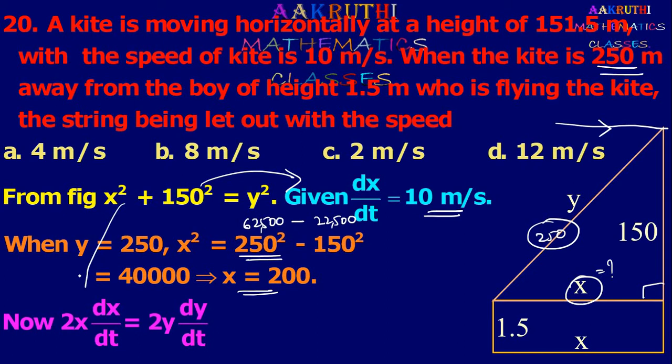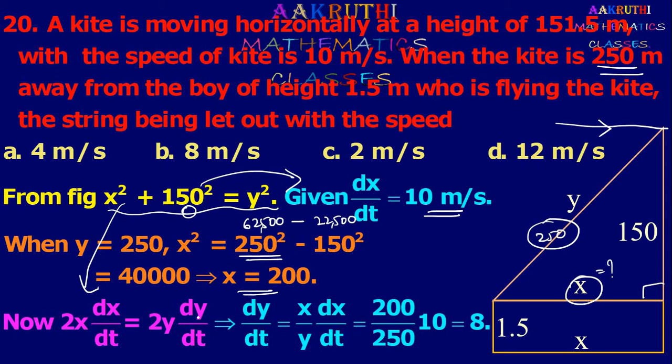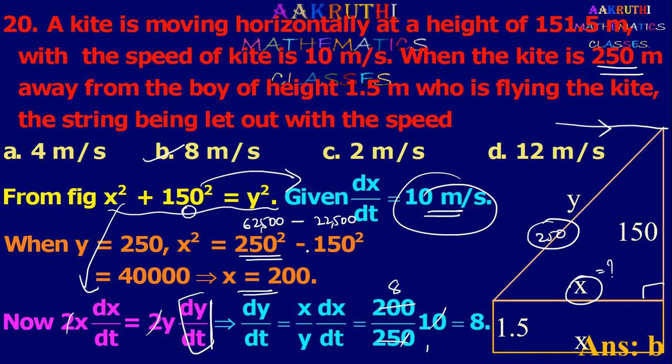Now we differentiate x square plus 150 square equal to y square to find dy by dt. We get 2x into dx by dt, and 150 square is constant so we get 0, and the differentiation of y square is 2y into dy by dt. So 2x into dx by dt equal to 2y into dy by dt. Now substitute all the values. The 2 gets cancelled, so dy by dt is x divided by y into dx by dt, where x is 200, y is 250 and dx by dt is 10. When we substitute all this, we get 8, which is option B. So the correct option is option B.